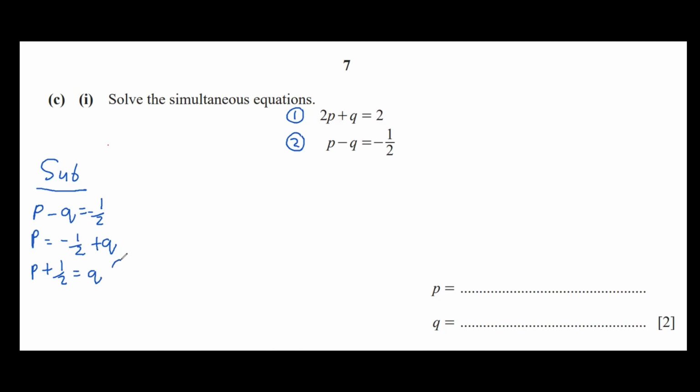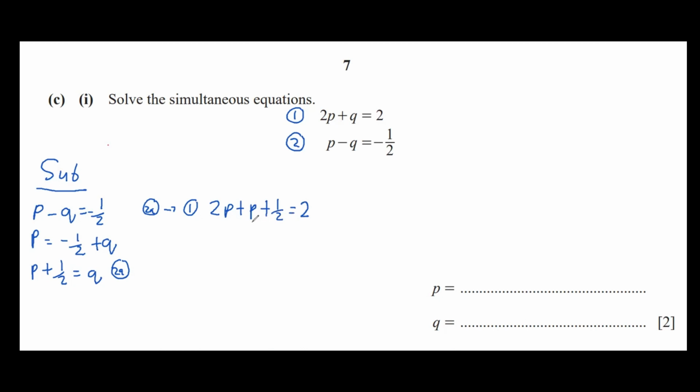What we'll do is call this equation 2A, and then we will put 2A into 1. So then this will give us 2P plus, and remember we replace Q with P plus a half, and that's equal to 2.